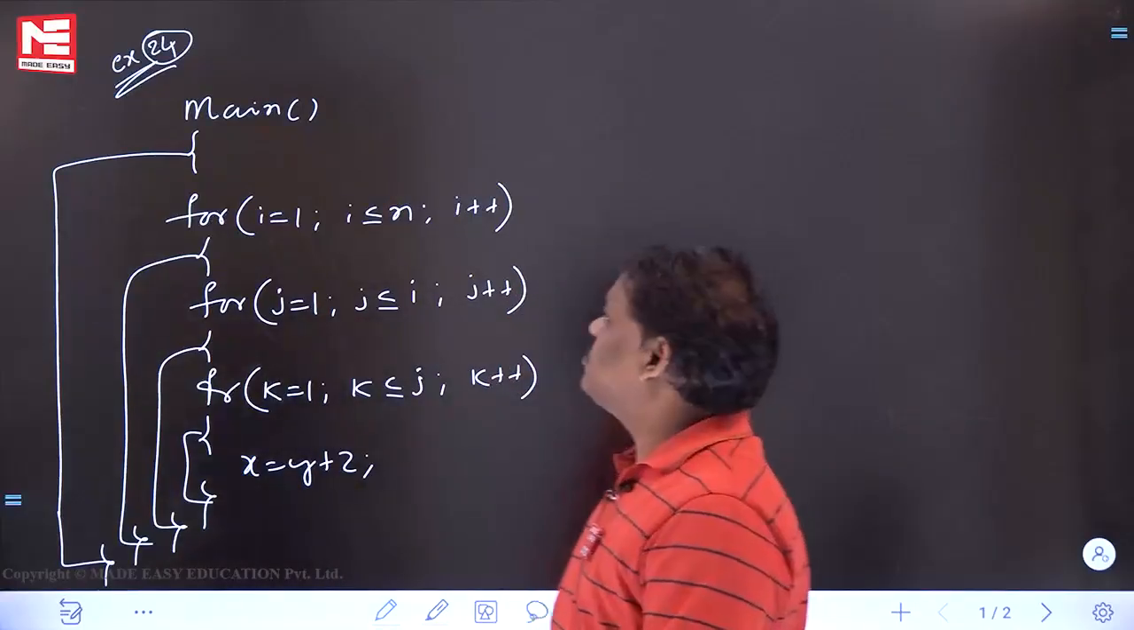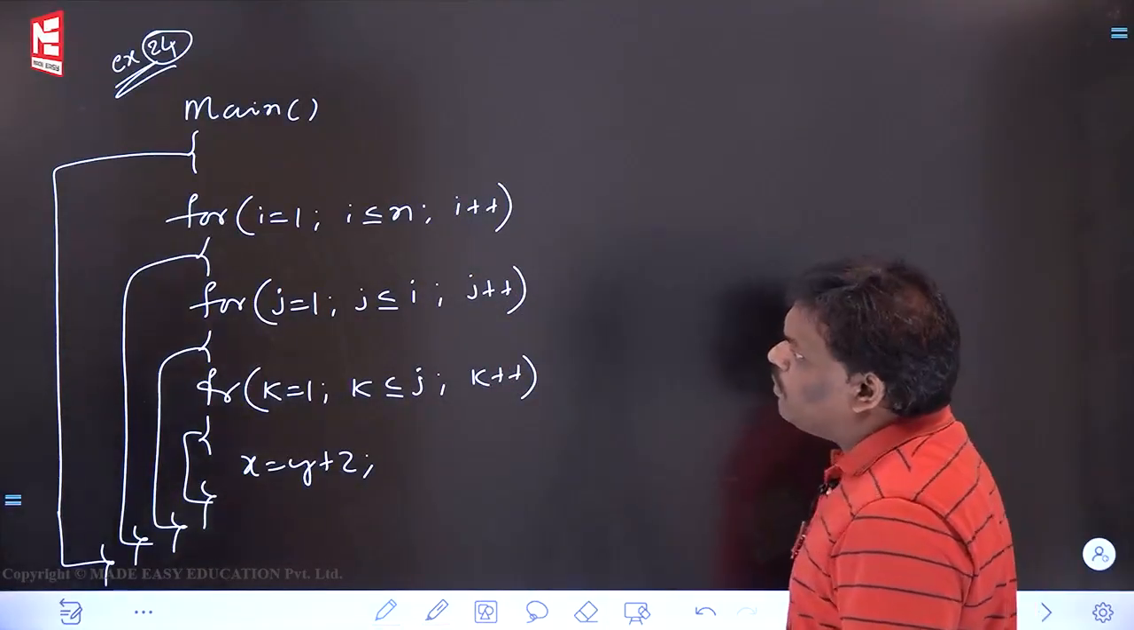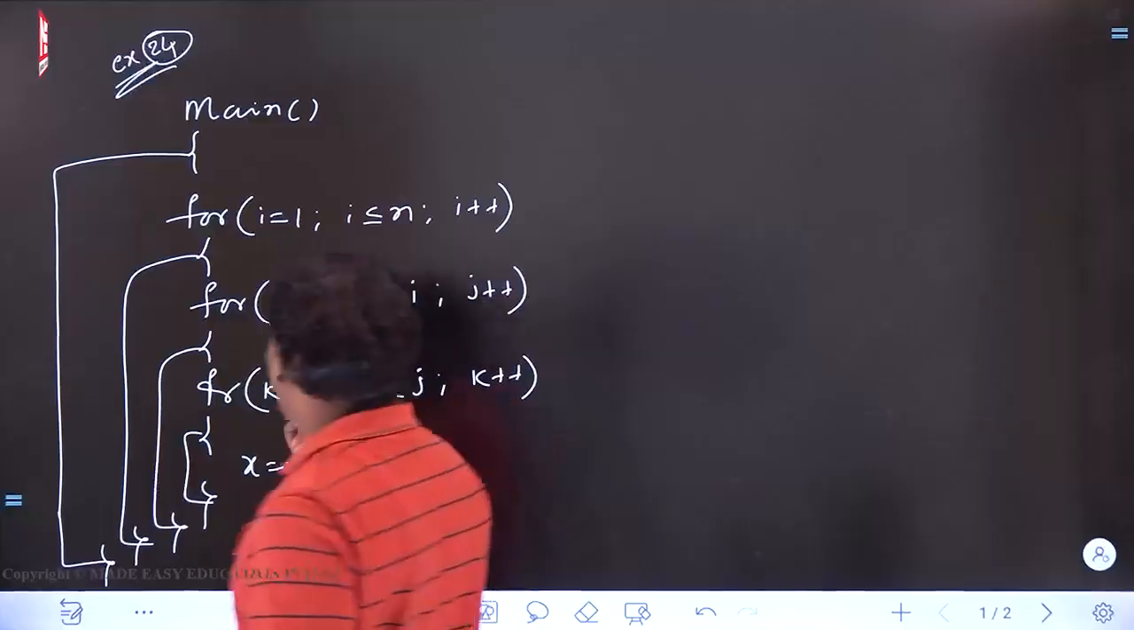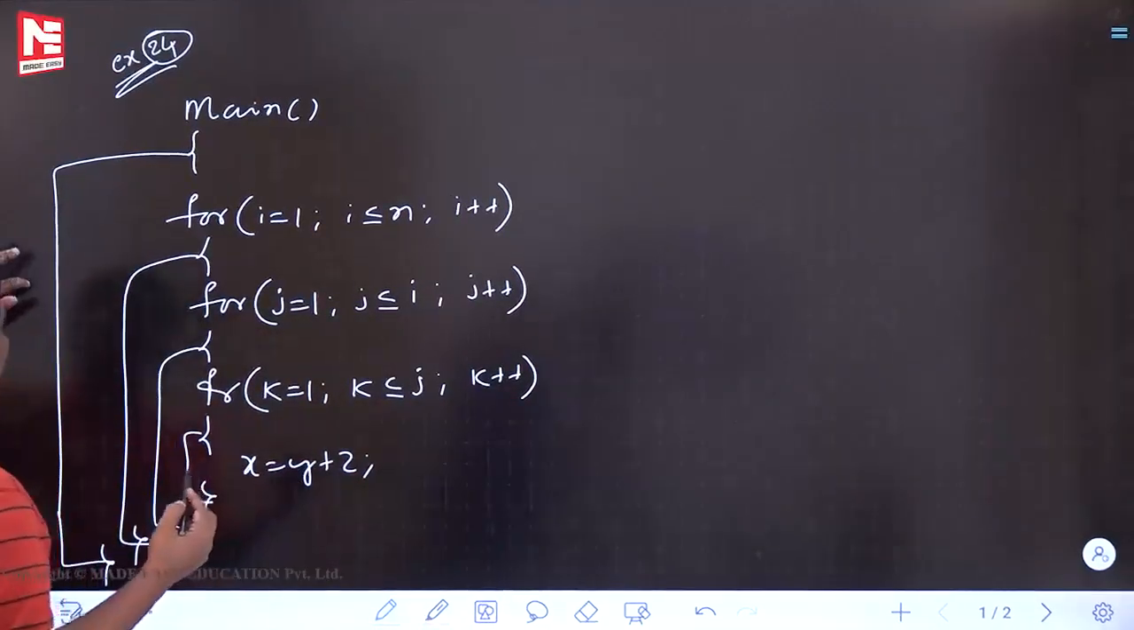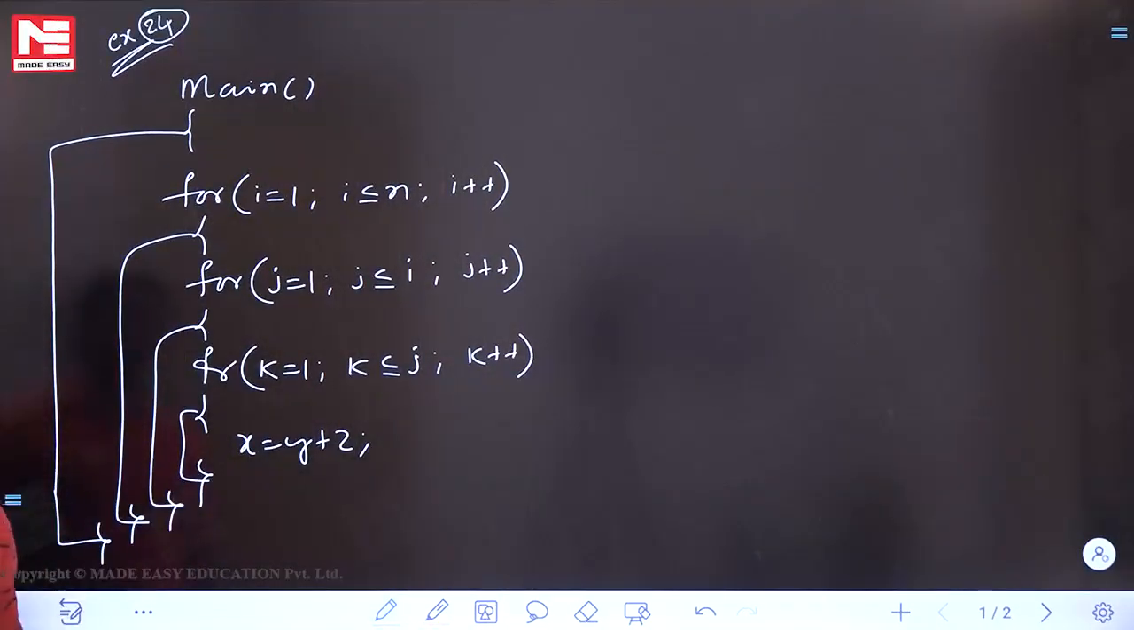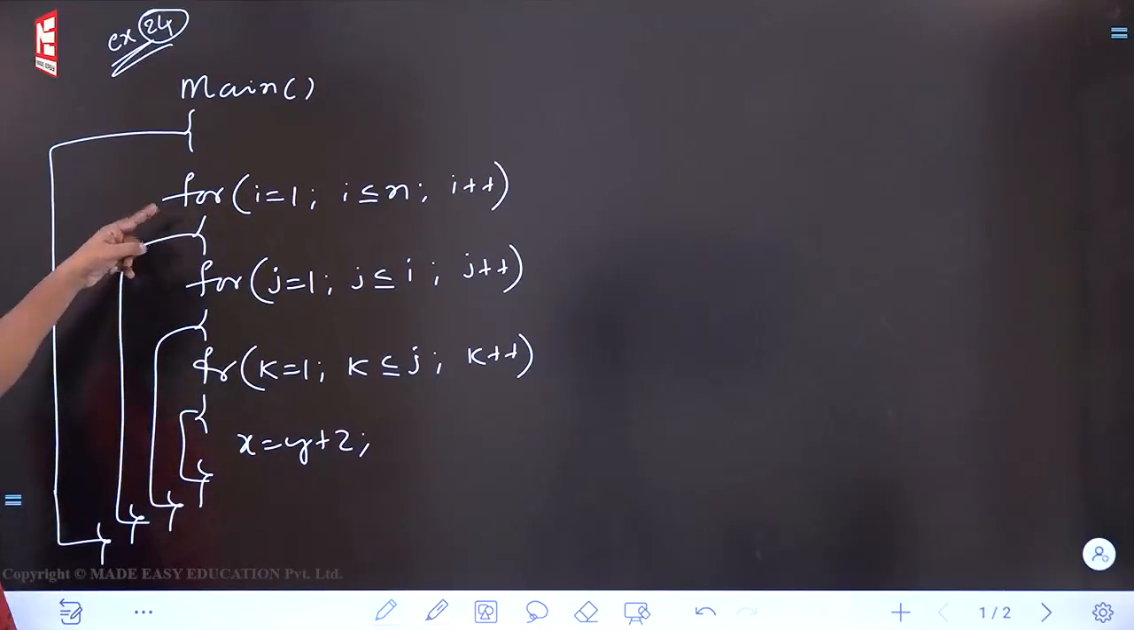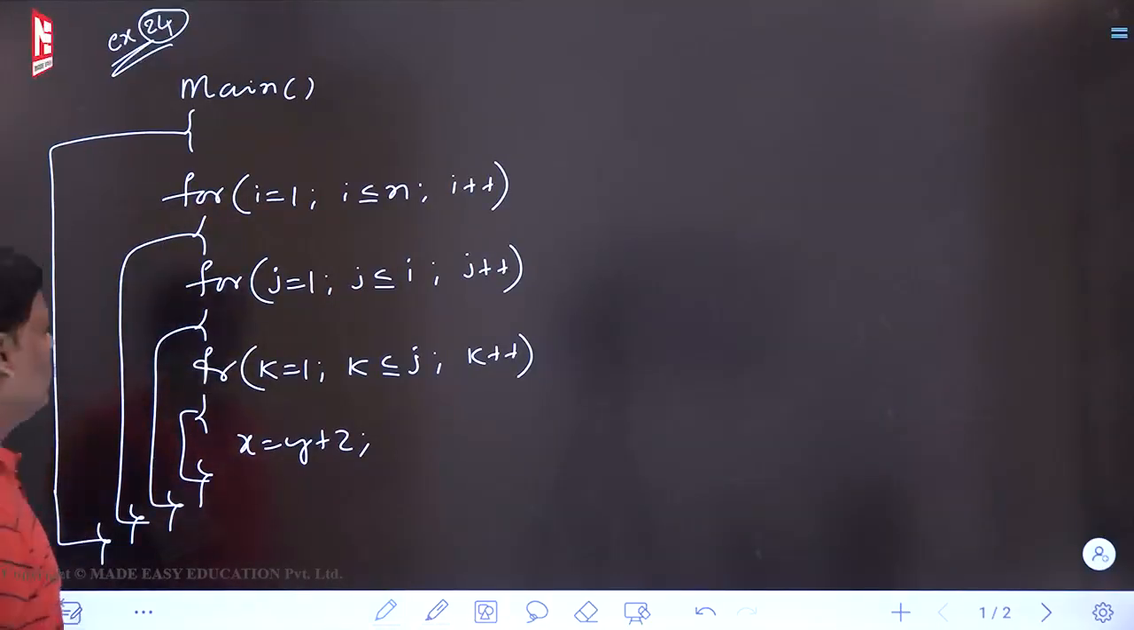Right. Let's see the next problem. I think the previous problem was 23, now 24. Let me start this. I've already written the program also. See this problem also. I think it has inner loops: I loop, J loop, K loop. Inner loops are there.